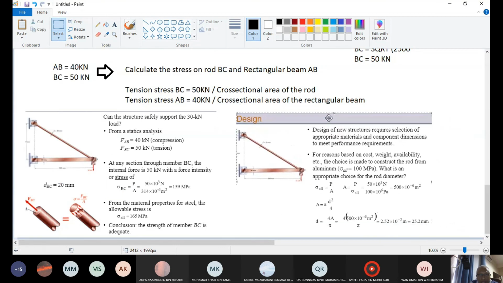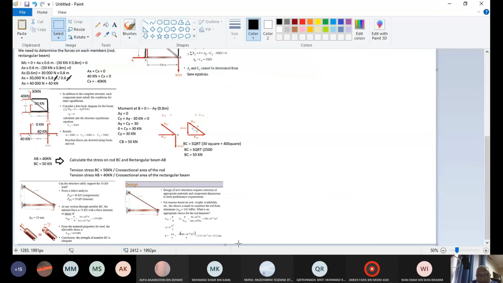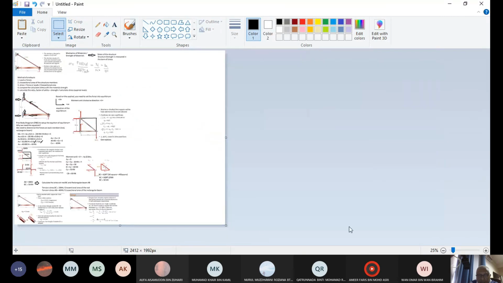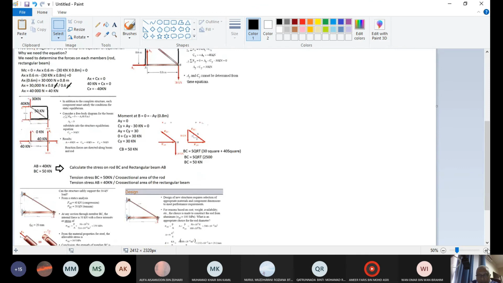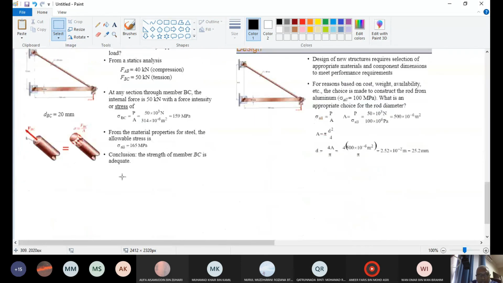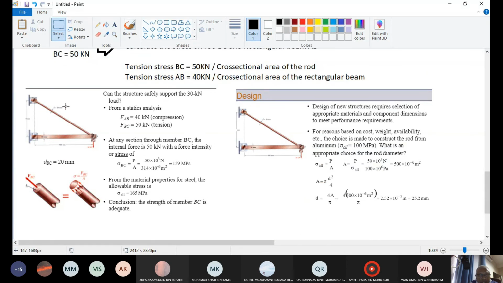Okay. Now we have done the analysis, which you have chosen. There's two beam here, rod and the rectangular beam made of steel, which is 165 megapascal strength. And your stress is 159.